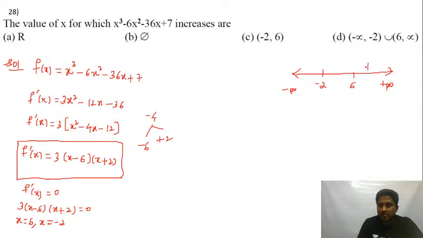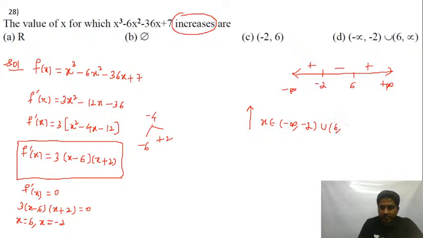Start from the right, it will be plus, minus and plus, isn't it, guys? You've done this in the board exam and in NCERT. From minus infinity to plus infinity, fix the roots in increasing order. Whenever f dash of x is positive, start from the right: plus, minus and plus. Positive means increasing, negative means decreasing. I'm supposed to find the intervals where the function is increasing. So the function is increasing, take the plus part. So x belongs to minus infinity comma minus 2 union 6 comma infinity.